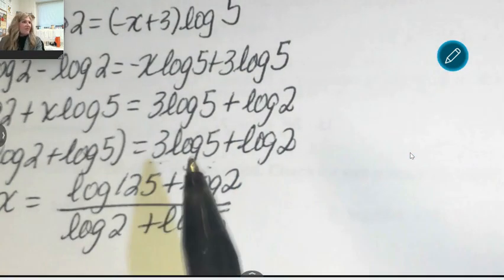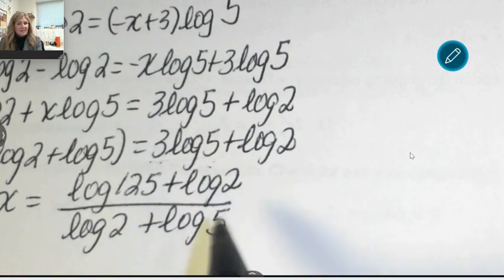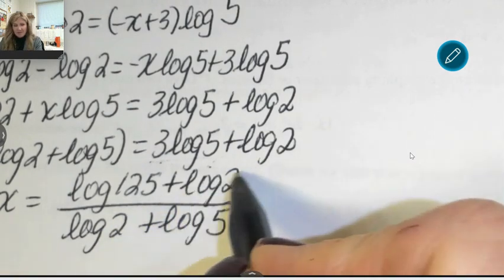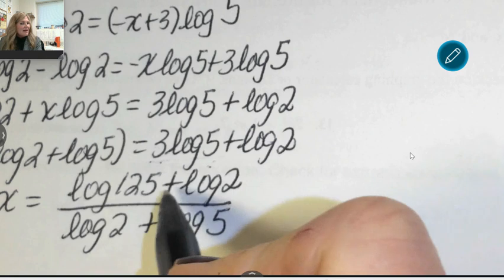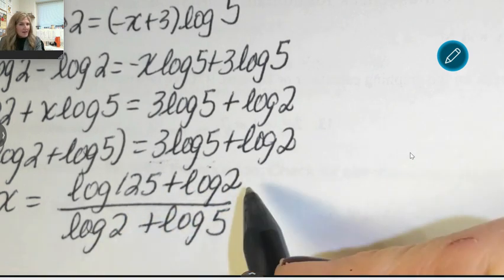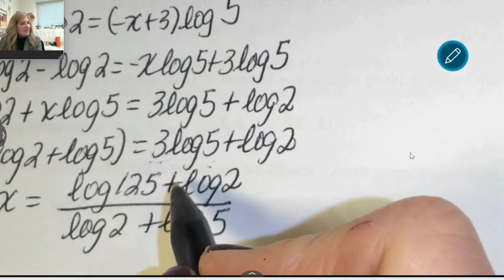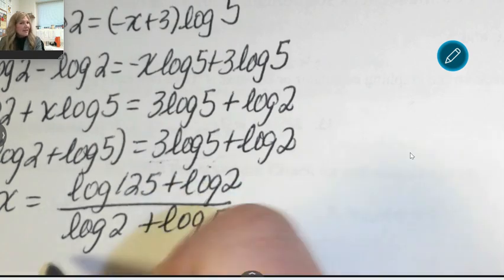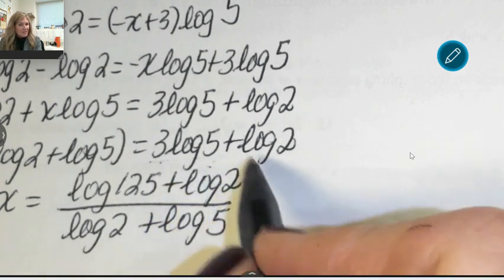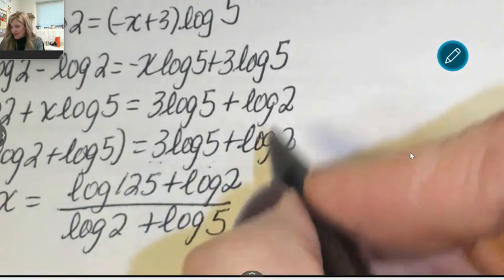Guys, one thing though, before I start. My other class kept doing this. They're like, I'm going to cancel these log 2s out. You cannot do that. If it's addition, you cannot cancel terms. That's not going to work ever. If it's multiplication, you can cancel factors, but you cannot cancel terms if you have addition or subtraction. For my answer, this is what I get.